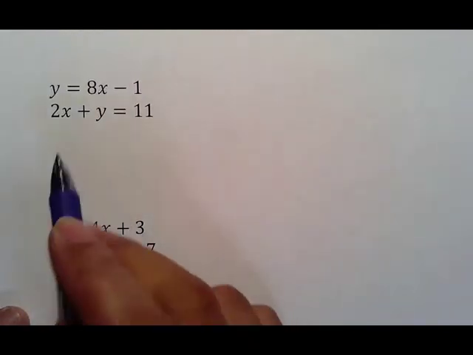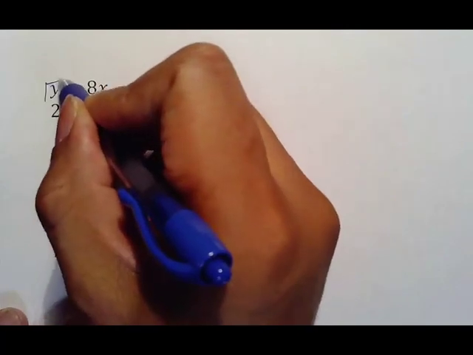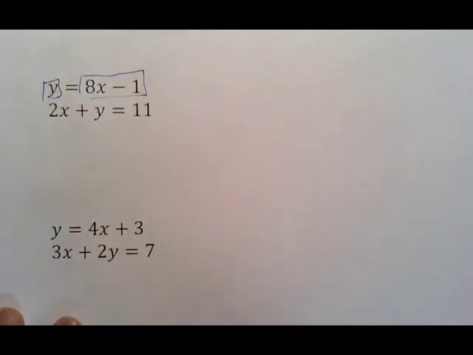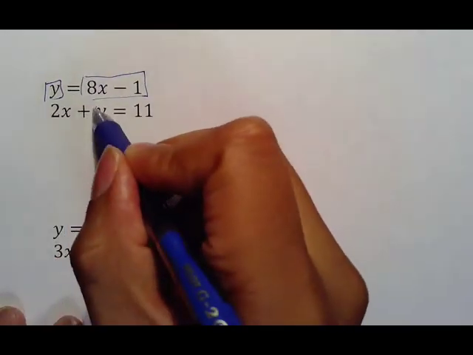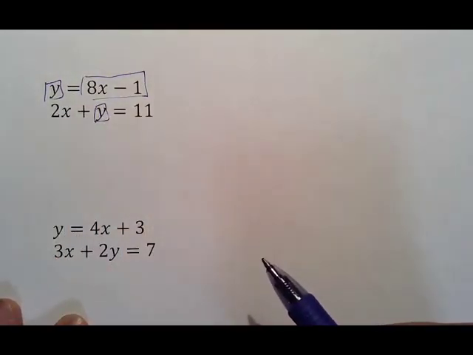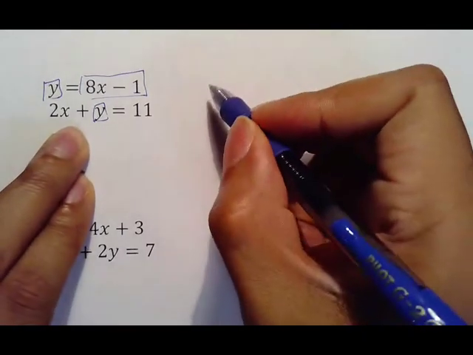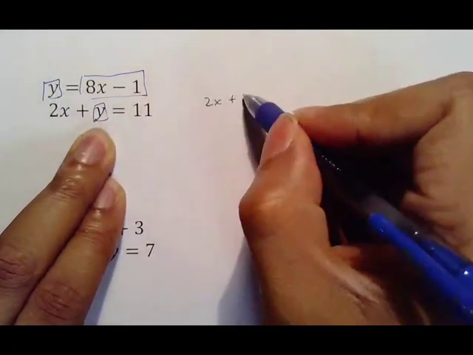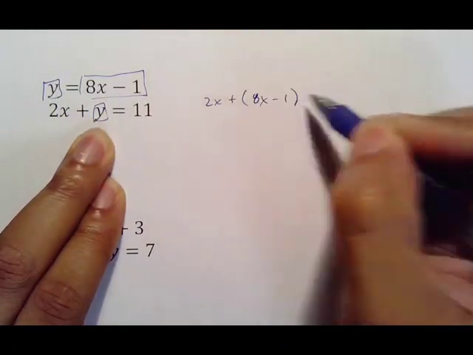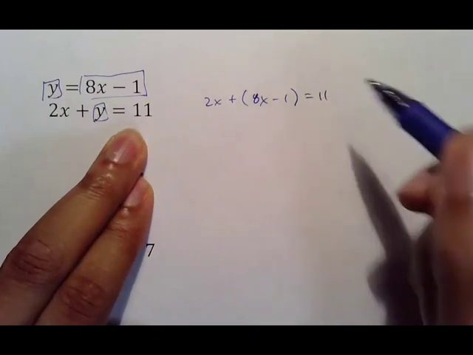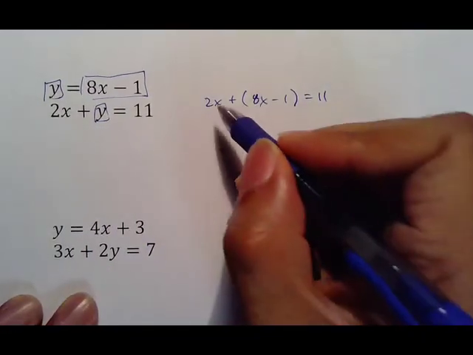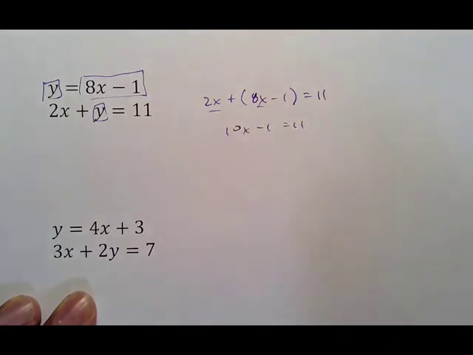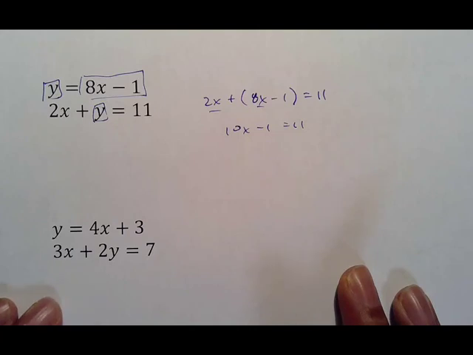Looking at the next one again. Here's your y equals. So this is what you're going to substitute for y. You're going to turn y into whatever it's equal to, which is 8x minus 1. And you're going to put that into this second equation here. So all you're going to do is write everything up to the y, so 2x plus. You're going to swap out y for 8x minus 1, and then equals 11. Then you're going to put these two things together. 8x and 2x make 10x minus 1 equals 11, and that is all. Alright.